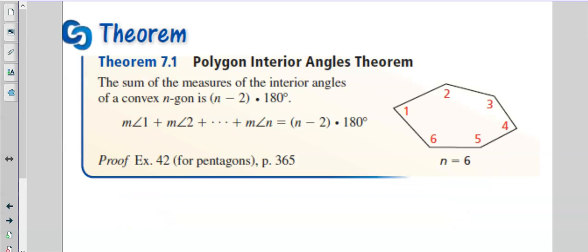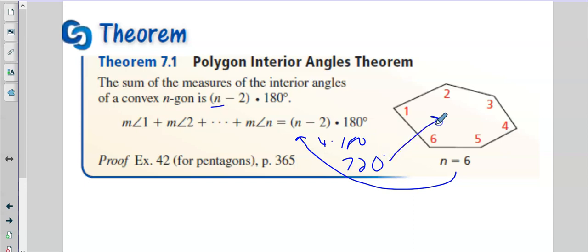All right, so a new theorem. What this allows us to do is find the sum of all the angles inside a shape, no matter how many sides it has. So it's a very simple formula. We take the number of sides minus 2 times 180. So in this case, you can see we have 6 angles, we have 6 sides. So if we take 6 and plug it in here, 6 minus 2 is 4. So 4 times 180 is 720 degrees. That's the total of the angles inside that shape.